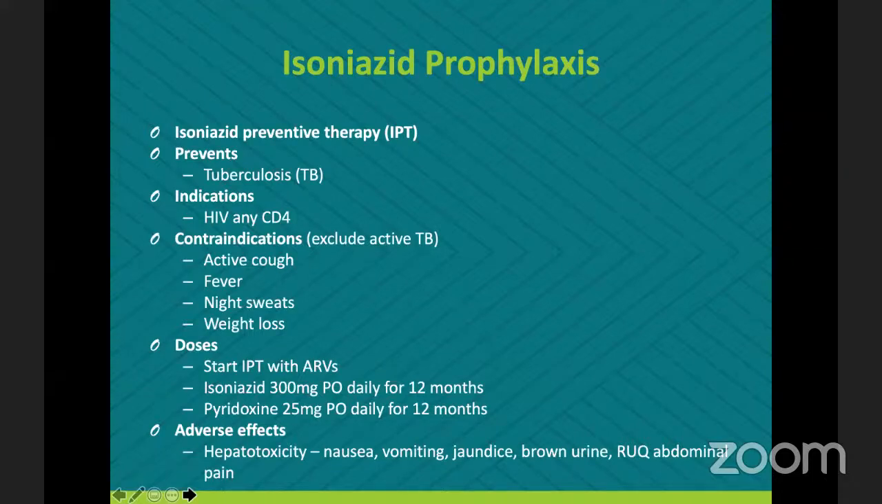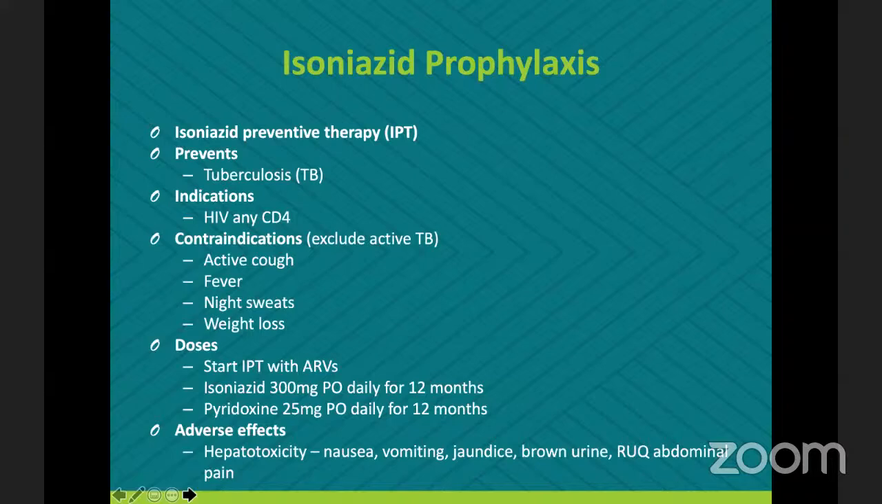Contraindications to this is basically active TB. So you would exclude TB, you would ask the patient if they have any cough, fever, night sweats, or weight loss. And once TB has been excluded, then you would start IPT with the ARVs. So basically it would be isoniazid 300 milligrams daily for 12 months, also with pyridoxine 25 milligrams.